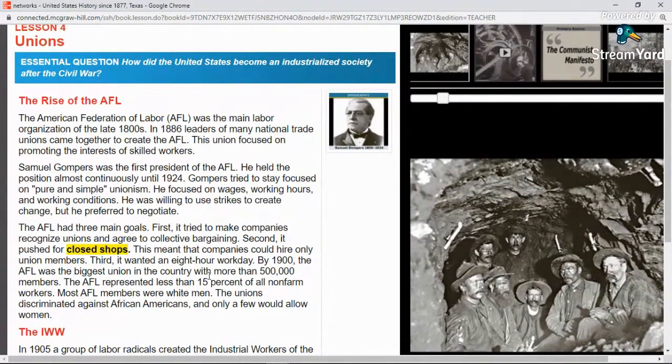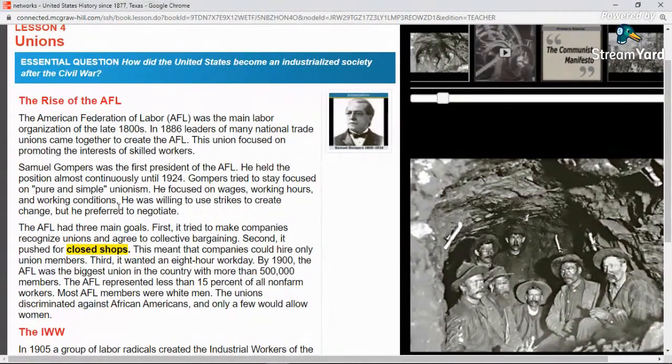It was promoting the interest of skilled workers. You have Samuel Gompers. He was the first president. I would write his name down because he does show up later in U.S. history tests. He wanted to keep it simple. He wanted to focus on wages, working hours, working conditions. And he sometimes used strikes, but he preferred to negotiate. He wanted to make companies recognize unions and agree to collective bargaining.